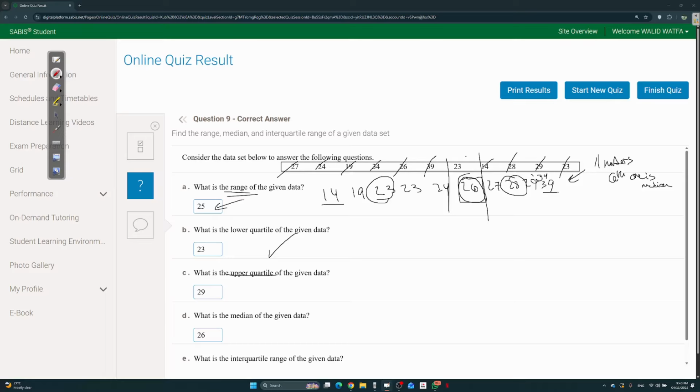What's the middle value over here? It's 29, so that's the upper quartile. Then you have the lower quartile. What's the middle value? It's 23. Then you say, what's the median? Okay, it's going to be 26. Then what's the interquartile range? It's this one minus this one.